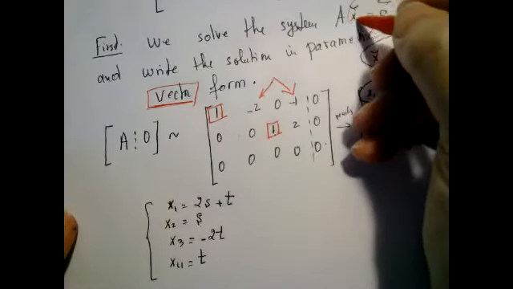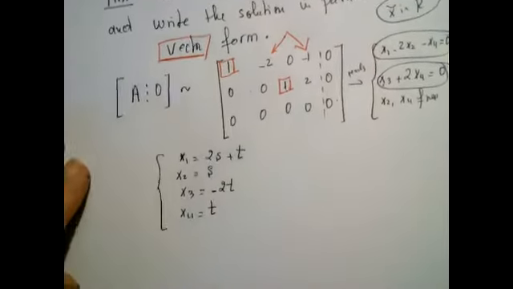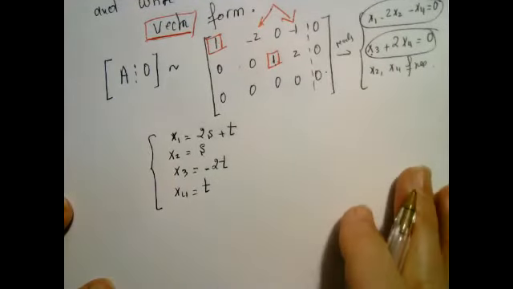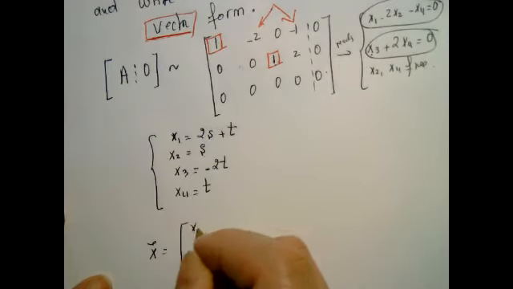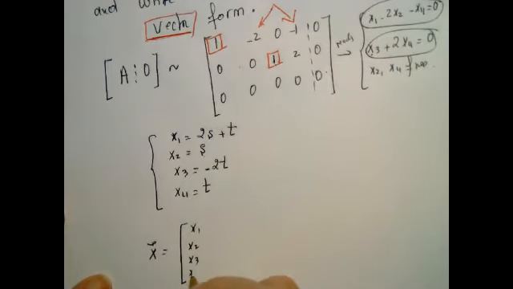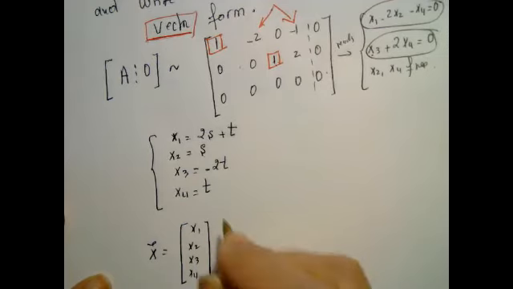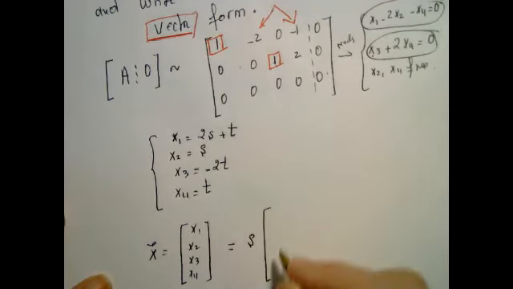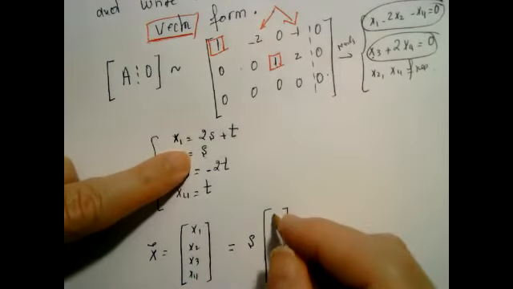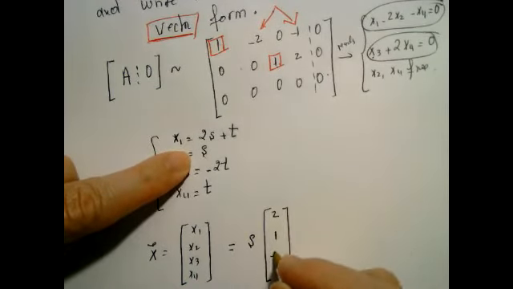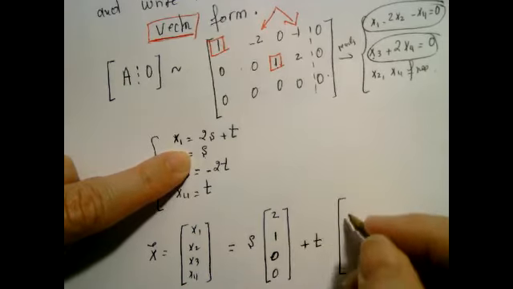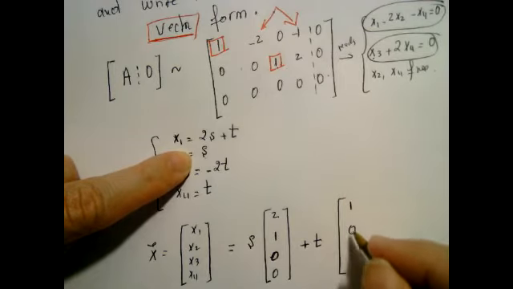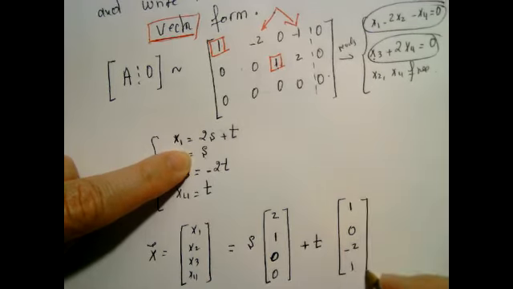Okay. Now we have to write it in vector form because I am solving A times x equal to 0. So I'm looking at my solution as vectors. So in parametric vector form, x, which is a vector in R4, meaning it has 4 components, we're going to write as s times 2, 1, 0, 0, plus t times 1, 0, minus 2, 1. There is no constant term here because it's homogeneous.